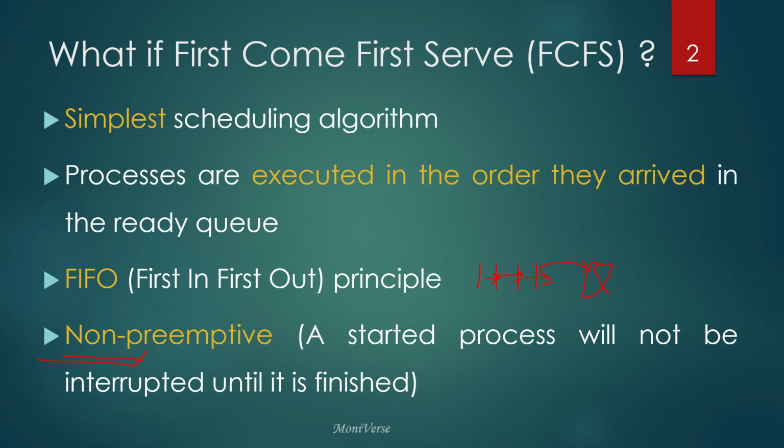Actually, this is the simplest scheduling algorithm. We don't have to think about any methods or hidden principles, or go for any calculations for executing the processes in a processor. We send the processes into the processor as per the order they arrive in the ready queue. This is the first come first serve procedure, and it is also called the first in first out principle.